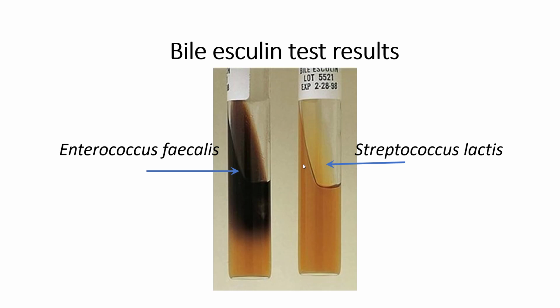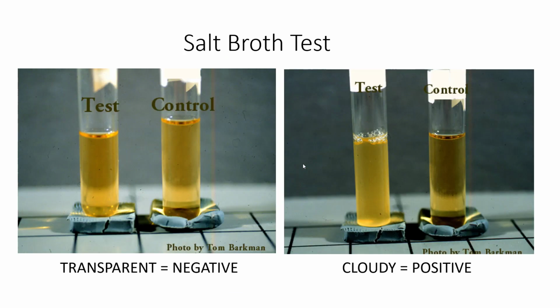So it turns out that group D strep, again, Enterococcus faecalis used to be called Streptococcus faecalis. So Enterococcus faecalis is a type of group D Streptococcus, and it turns out that group D tests positive for bile esculin, where almost every other type tests negative. So the bile esculin test was used to separate out the species that would be categorized as group D Streptococci, including Enterococcus faecalis.